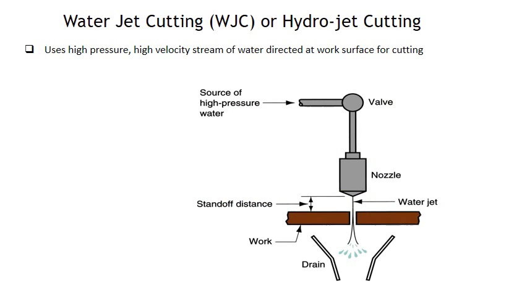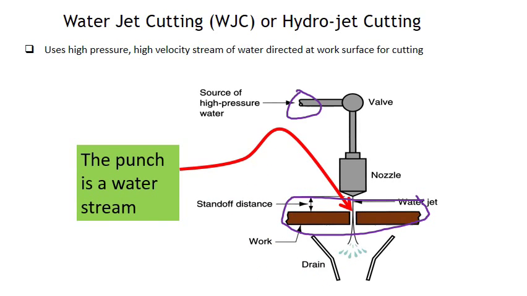Looking at water jet cutting, we see that this is a source of high pressure water, and this water passes through the valve and through the nozzles, and it is impinged on our workpiece material. The water jet, after cutting through the workpiece, passes through a hole and is drained through the drainage system, which can be recycled and used for water jet cutting again. Now we'll have a look at the video which shows the process of water jet cutting.